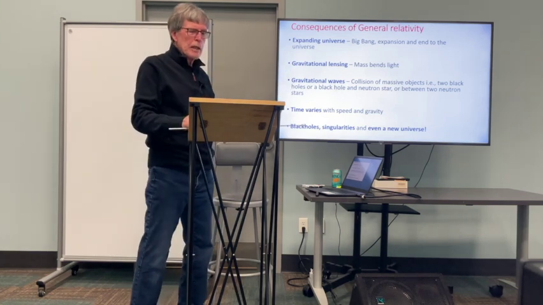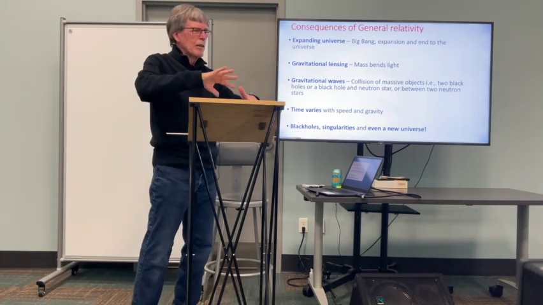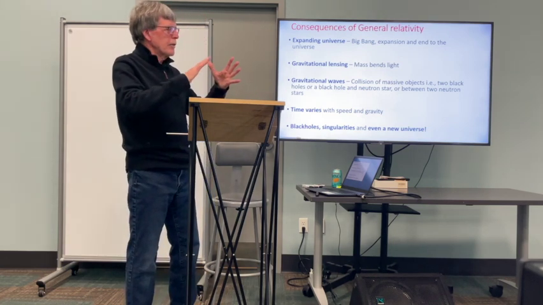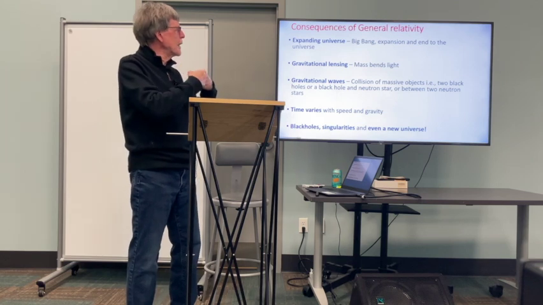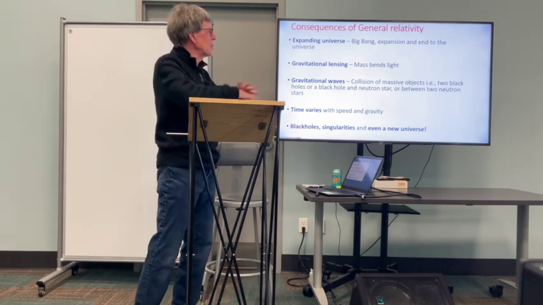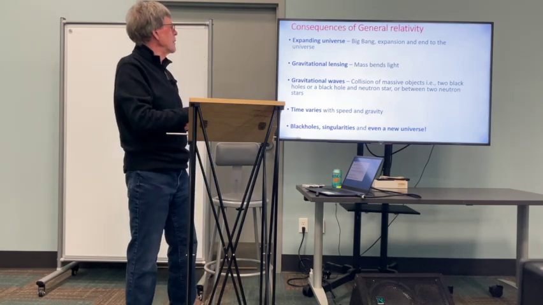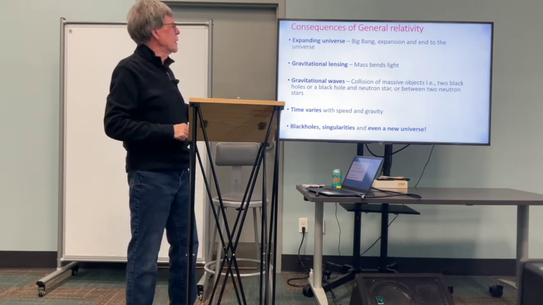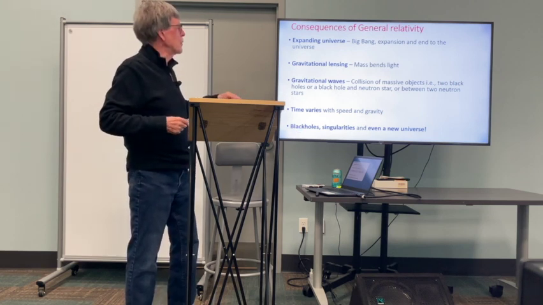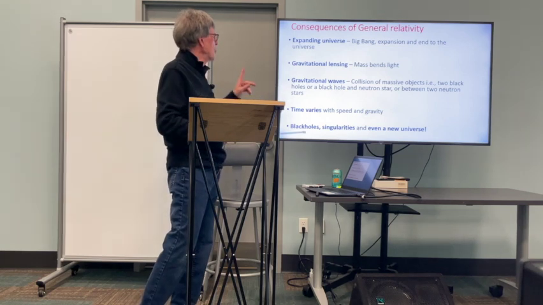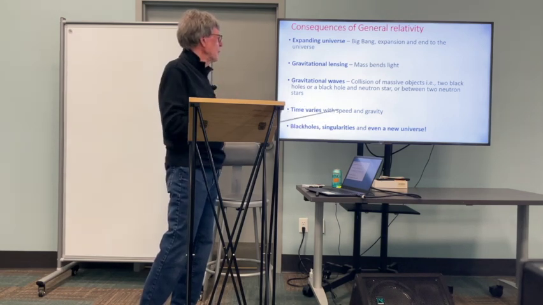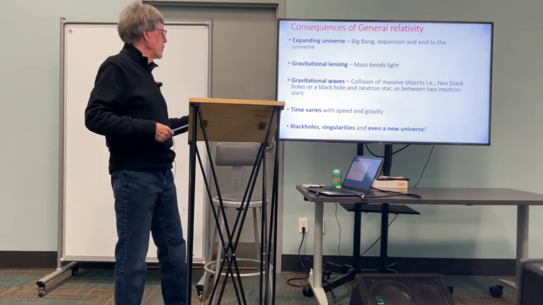Gravitational waves, meaning that space-time, that jiggly four-dimensional entity that we were talking about. If you have two massive objects collide, you get these ripples that spread out through space-time, and they're detectable. Now we know they are detectable because the Nobel Prize was given in 2017 for that, and the observation was actually made 2 years earlier. And I mentioned earlier, time varies with speed. That was special relativity, and gravity, general relativity.